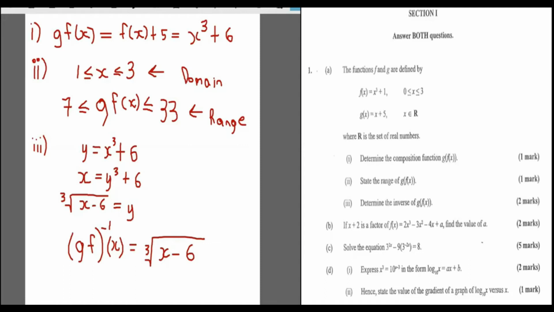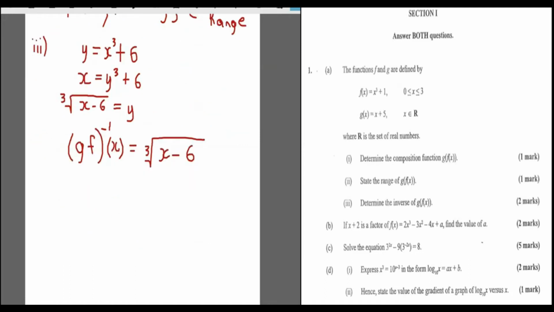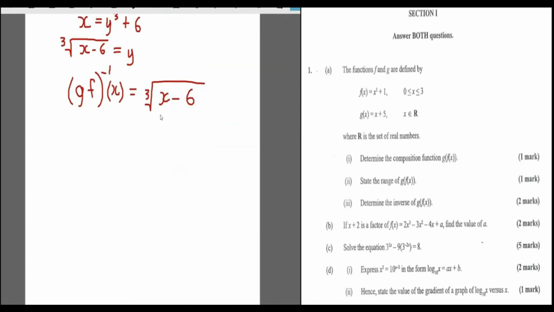All right, now let's continue with part B. The next part of the question is asking us: if x plus 2 is a factor of f of x, find the value of a.